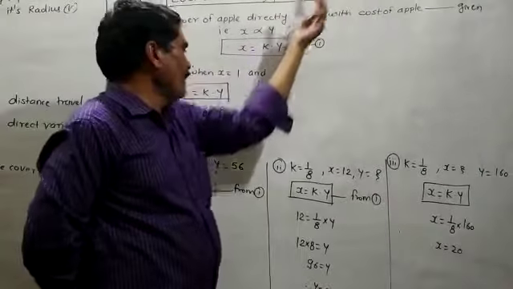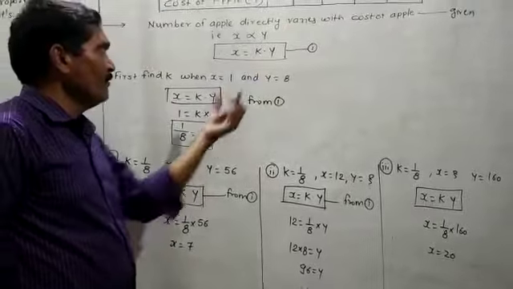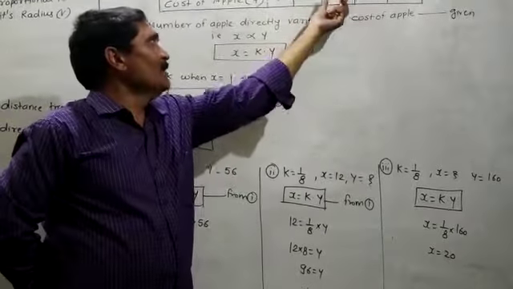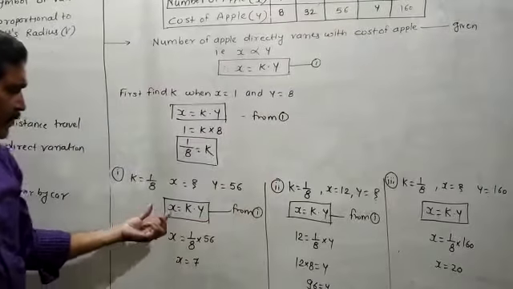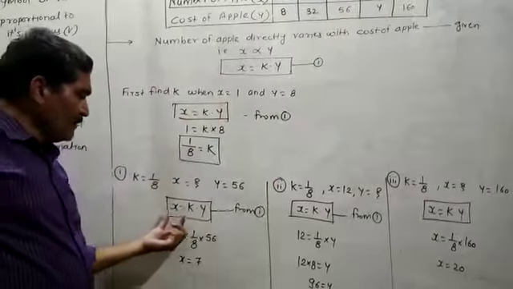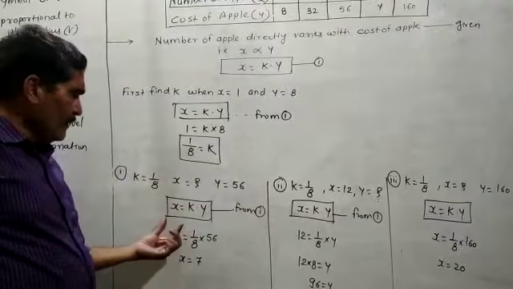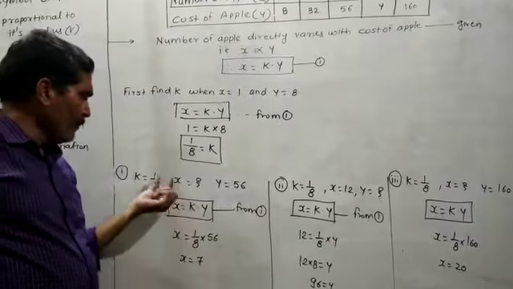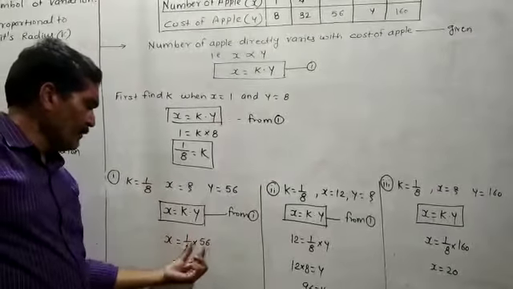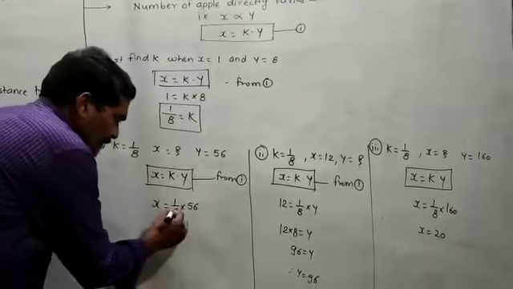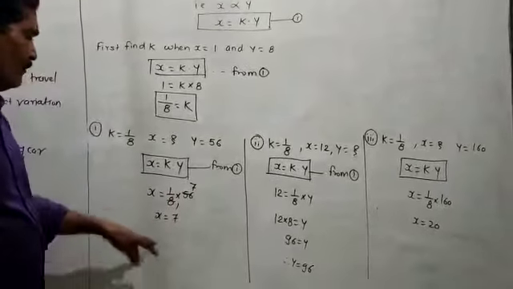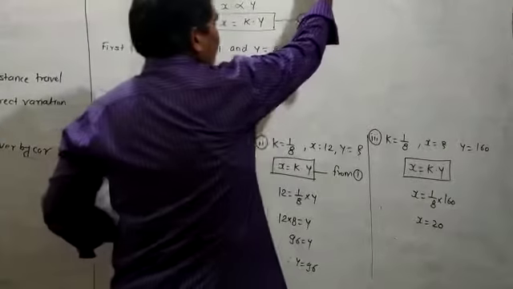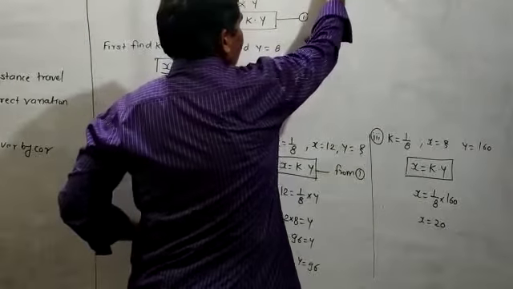Here you have to find out the value of x. You have to say that x is equal to question mark. Here the value of y is given, y is equal to 56. You have to write y is equal to 56. You have to write equation 1 as x is equal to k into y. Then x is equal to, the value of k is 1 upon 8, the value of y is 56. So I will say that 8 1s are 8, 8 7s are 56. Therefore x is equal to 7. This value will come 7.